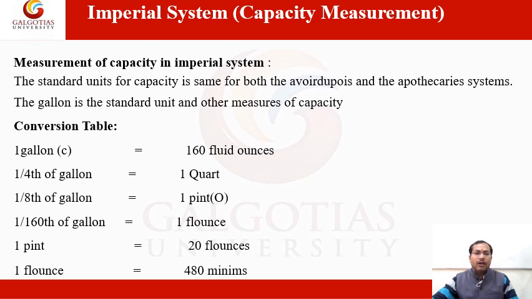In this slide we will also come to know the conversion table. 1 gallon is equal to 160 fluid ounces, 1/4 of gallon is equal to 1 quart, 1/8 of gallon is equal to 1 pint, and 1/16 of the gallon is equal to 1 fluid ounce. 1 pint is equal to 20 fluid ounces and 1 fluid ounce is equal to 480 minims. These are the common units which are converted, based on gallon.